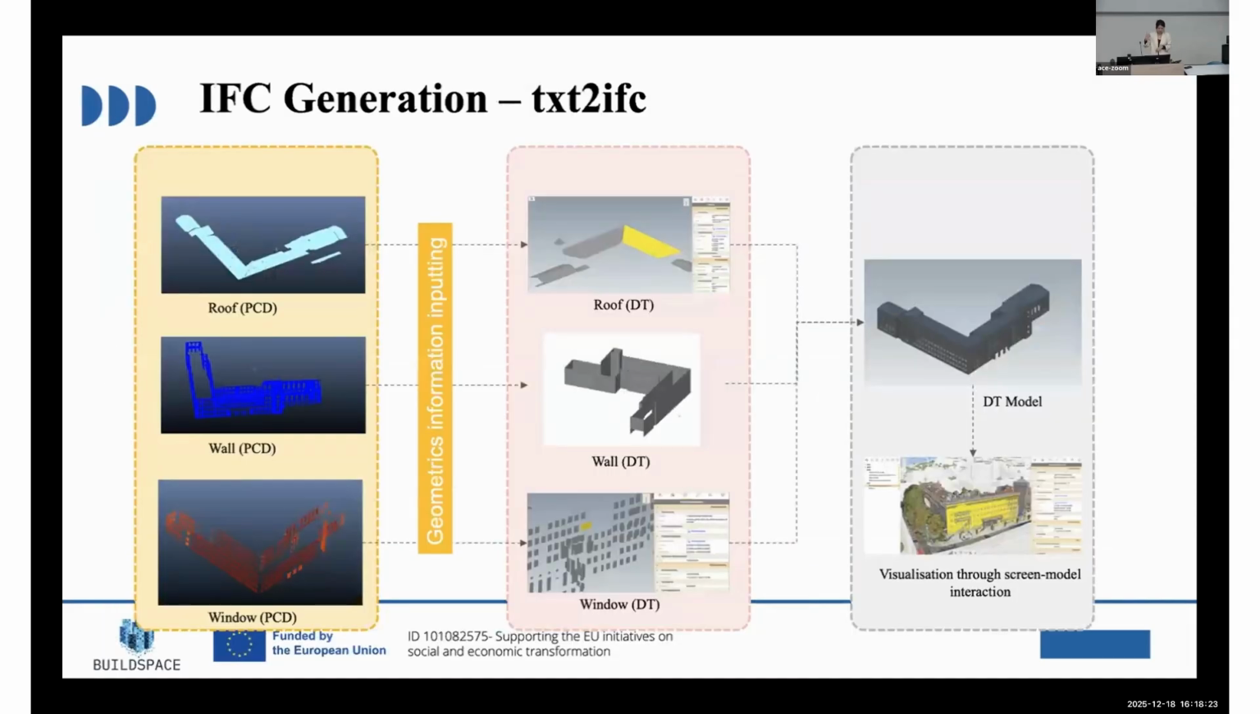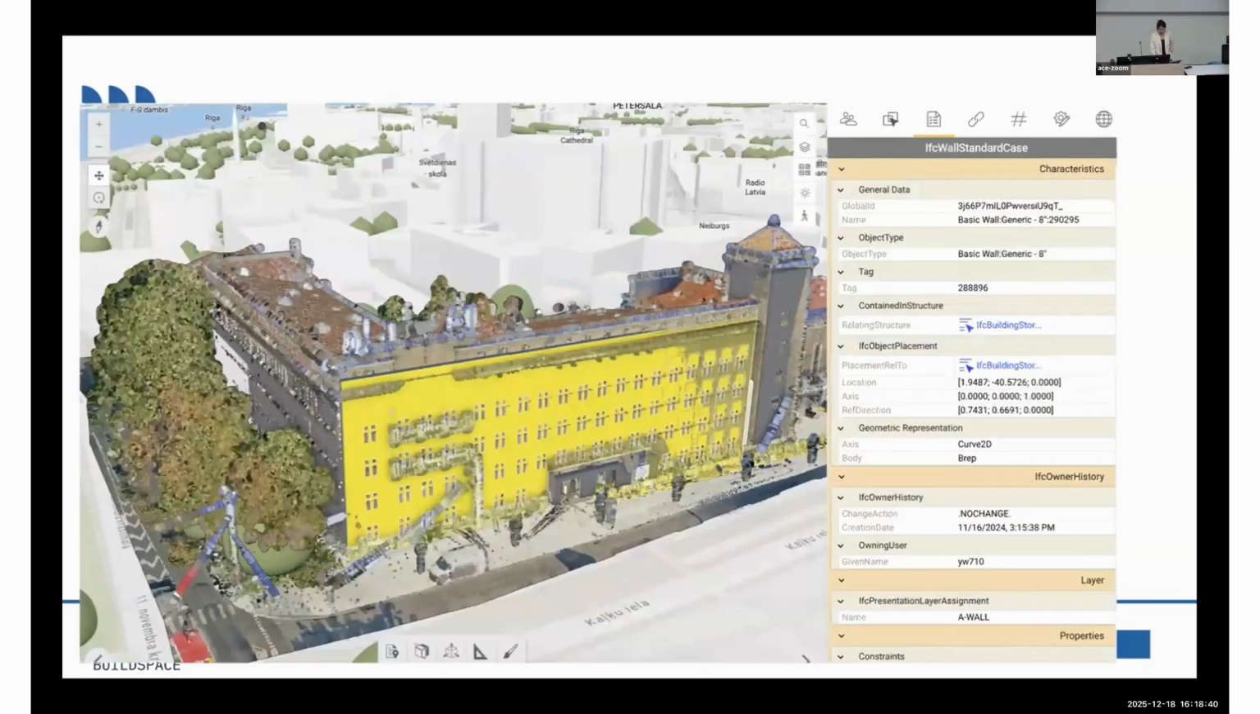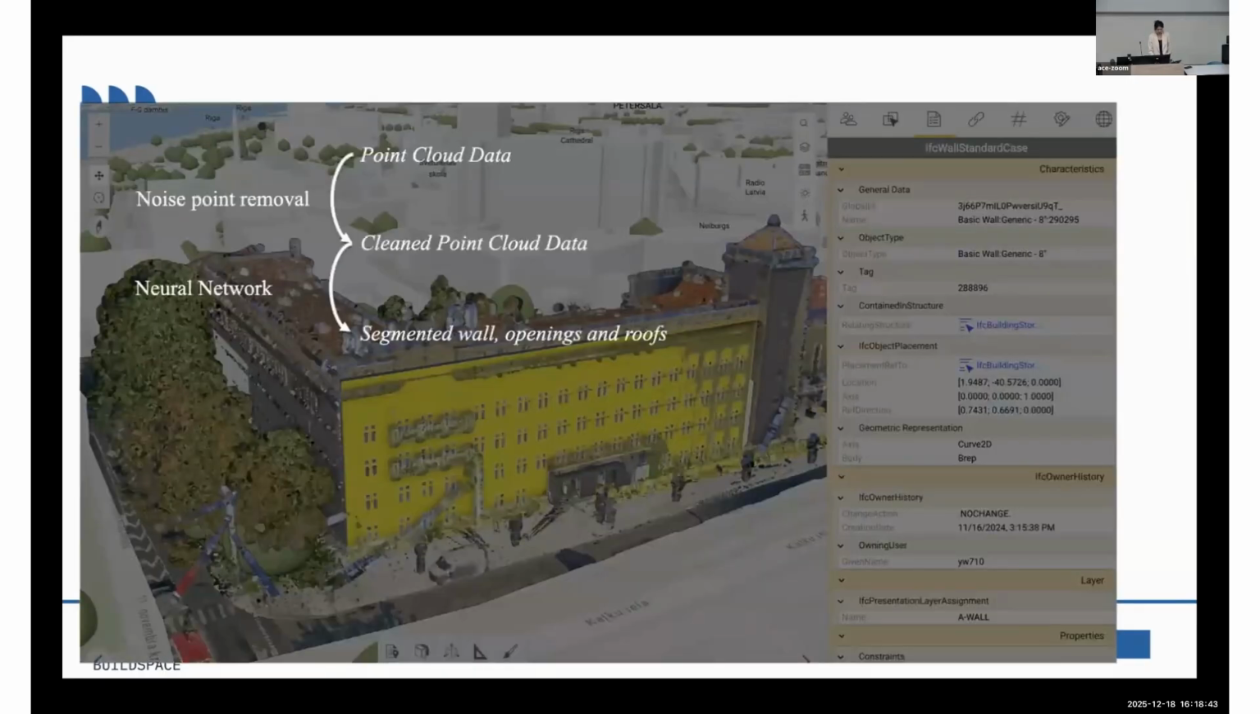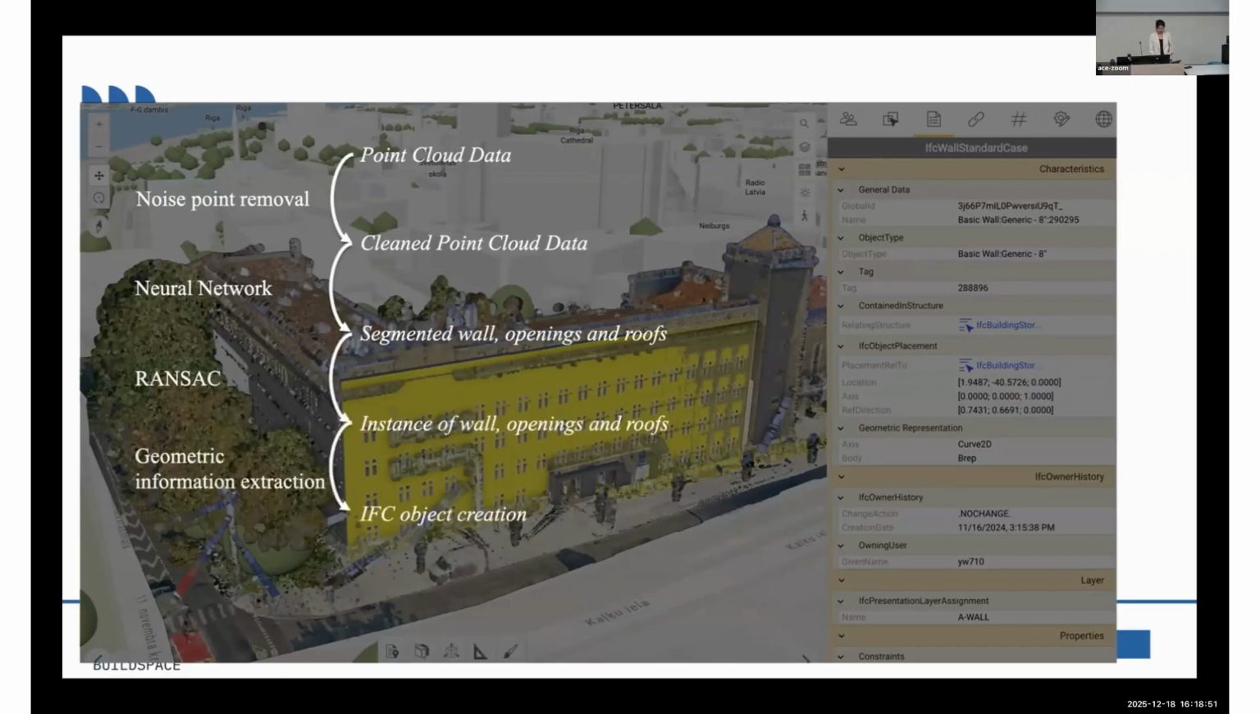I self-developed one geometric information extraction tool, and I directly exchange the format from TXT, which is not a BOT format, to FC. So the step-by-step process is to first process the raw point cloud data and use neural network to segment it, and use RANSAC to make it into the instances of wall, openings and roofs, and then extract the geometric information of it and define the spatial connections of this.